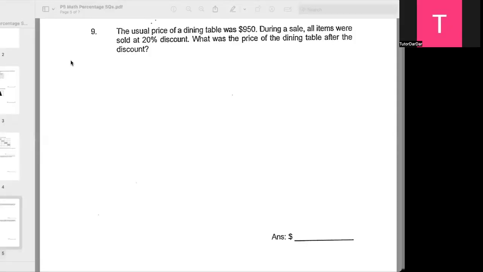The usual price of a dining table was $950. During a sale, all items were sold at 20% discount. What was the price of the dining table after the discount? So, the original price is 100%. Discount is 20%. So, what is the price after discount? After discount, isn't it going to be 100% minus 20%, which is equal to 80%?